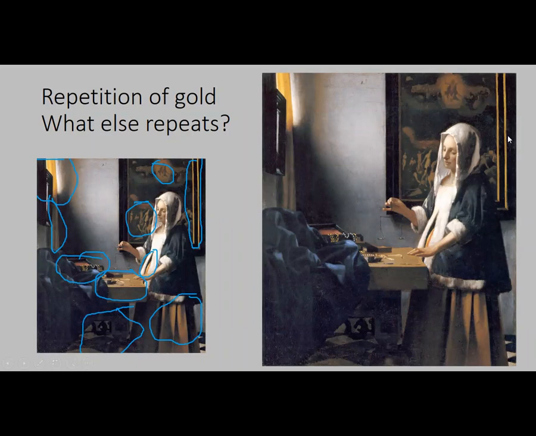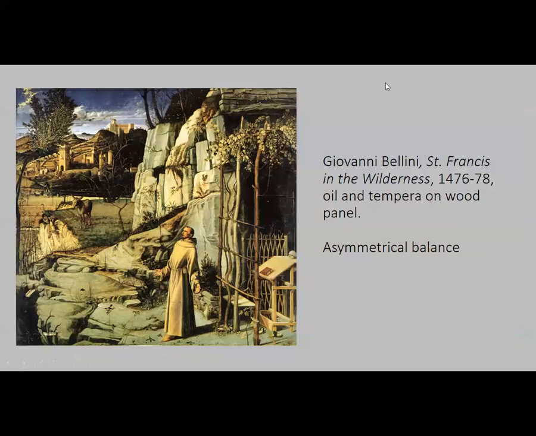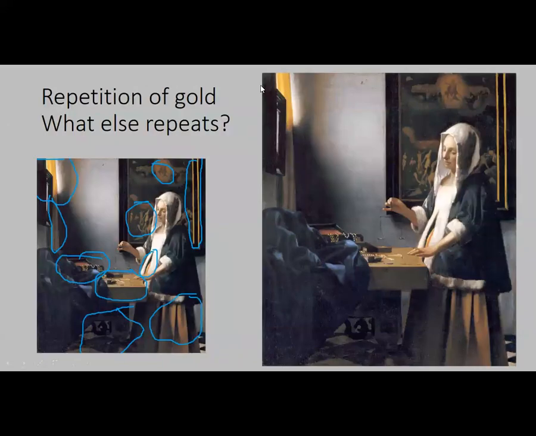And then what else repeats? Black repeats. Dark values repeat. When you write about this, you have to not say it's here, it's here, it's here. You have to say it's in the picture frame on the wall, on the left. It's in the shadows cast on that left wall. It's around the picture frame on the right.